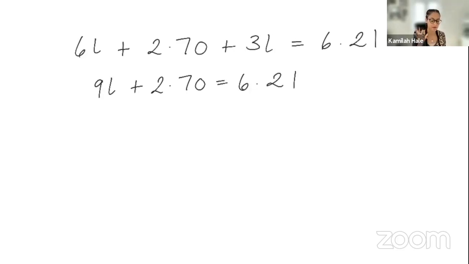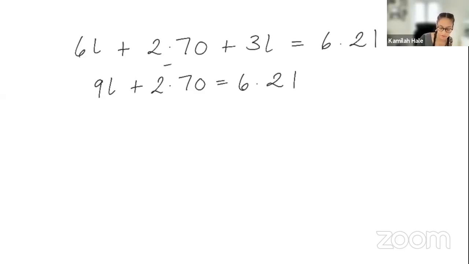Can you give me a like if you're still with me? If you're a little bit confused, don't worry. We'll come back and review what we're doing. Good, I'm seeing lots of simplifying there, well done. Okay, so 9L plus £2.70 equals £6.21.